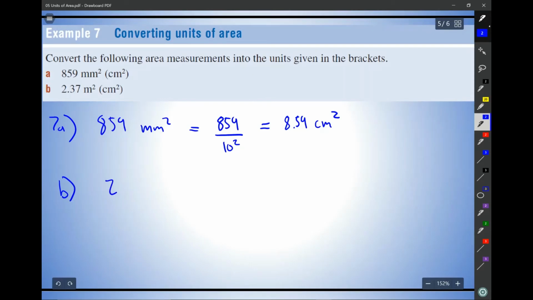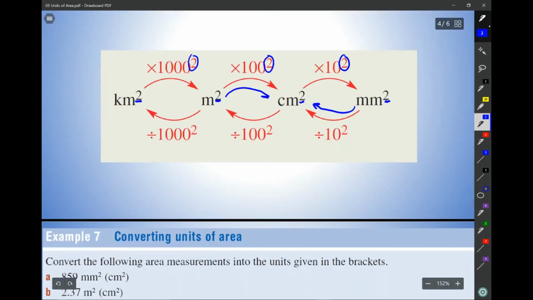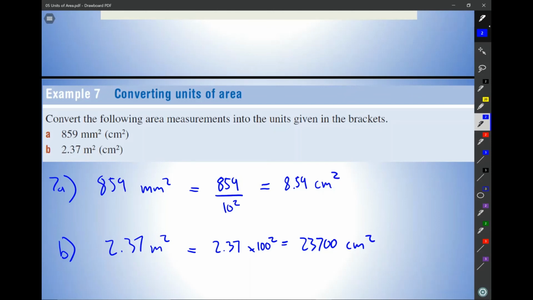And again, we're going from 2.37 meters squared into centimeters. This time we're going back this way. So we're going to be timesing by 100 squared. I need my calculator for this one to make sure I get it right. And this one is going to be 23,700 centimeters squared.